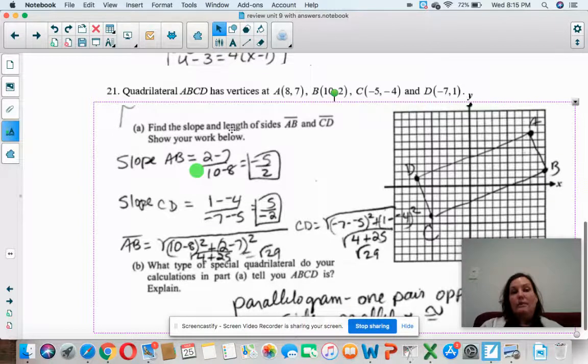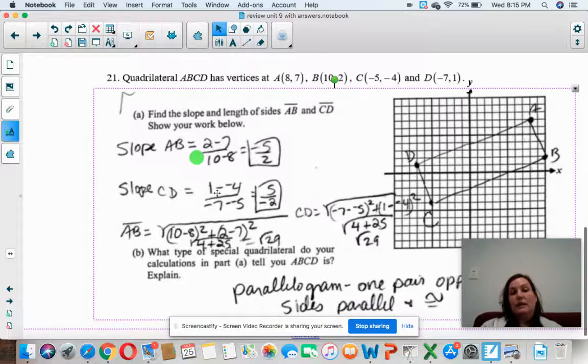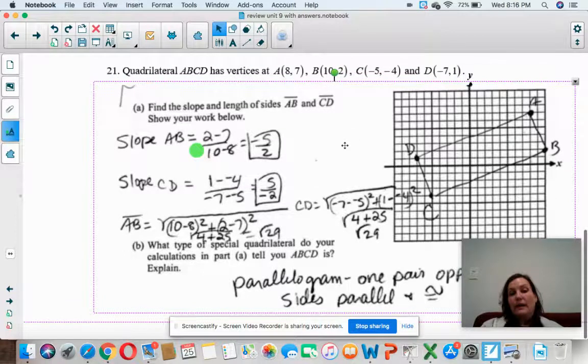They then want me to find the length of AB and CD. So length means I have to use my distance formula. So I find the length of AB by using my distance formula, x2 minus x1 squared plus y2 minus y1 squared. So I get radical 29. And they want me to find the length of CD, which is the same thing, x2 minus x1 squared. Make sure you're using the right points when you do these. If it helps you to write above them x1, y1, x2, y2, if you find that helpful to do, then please do that. And you can see that when I find the length of CD, I get the same length.